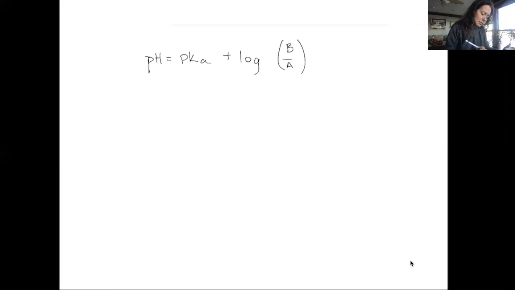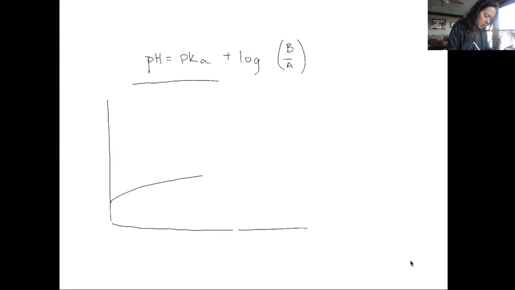Let's look at this. We're going to start with the basic Henderson-Hasselbalch equation. What we are assigned to do is understand the relationship between pH and pKa at different points in a process. So if we are looking at our standard equilibrium curve, right here we know is our halfway point.